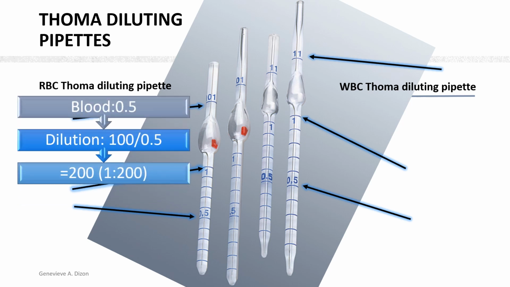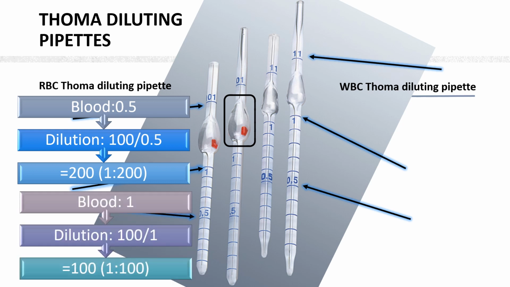If blood is collected at 0.5 and the diluting fluid collected up to the 101 mark, then we can compute for the dilution. 100, which is the amount of fluid in the bulb, divided by the amount of blood collected, which is 0.5, we can now say that the dilution for this is 1:200. The same applies if the blood is collected up to the 1 mark. The dilution for this then is 1:100.